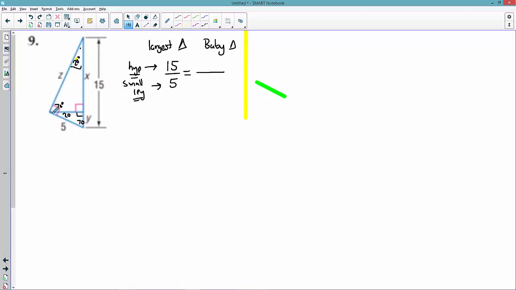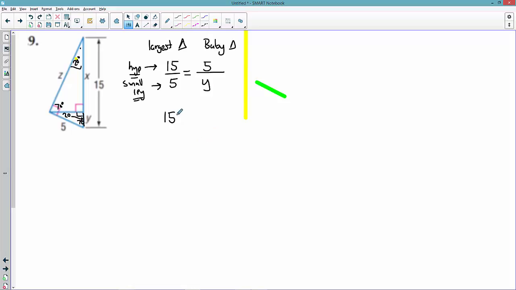Okay, well, here's the baby triangle right here. Which one's the hypotenuse? It's 5. It's across from the 90. And the small leg is across from the 20. See this Y right there? That's across from the 20, just like the 5 is across from the 20 in the big triangle. So the Y is across from the 20. That's the small leg. Okay, that's my proportion.